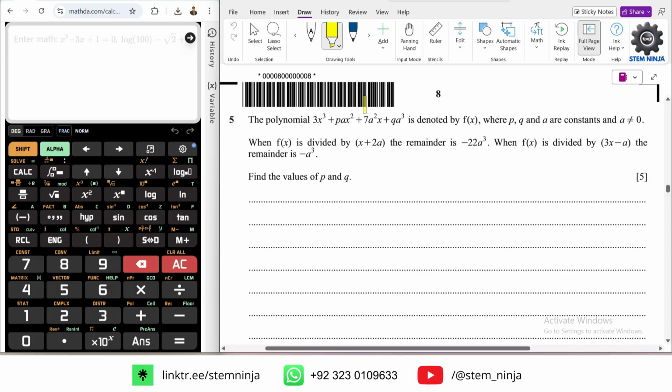Okay, so question number 5. The polynomial is denoted by f of x, where p, q, and a are constants, and a is not equal to 0. When f of x is divided by x plus 2a, the remainder is minus 22a cubed, and when it is divided by 3x minus a, the remainder is minus a cubed. Find the values of p and q. So we have two unknowns, two conditions to solve them. So let's start with this one.